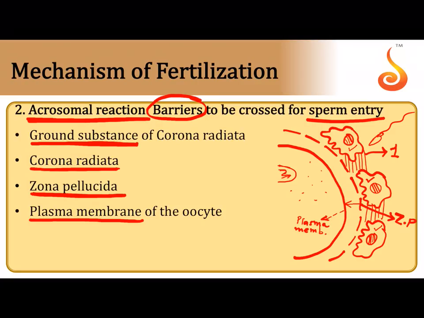All of you see the diagram again. The sperm is moving in from here. First the sperm will land on the corona radiata. It has to overcome the ground substance of the corona radiata. Then the corona radiata itself, the cellular part of it.